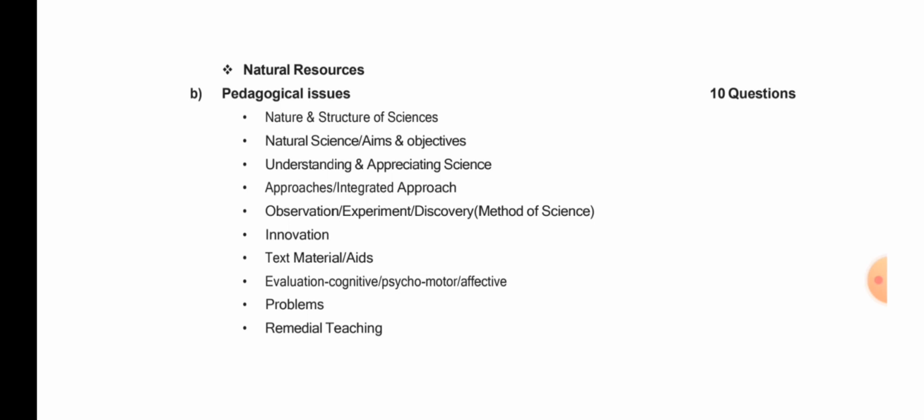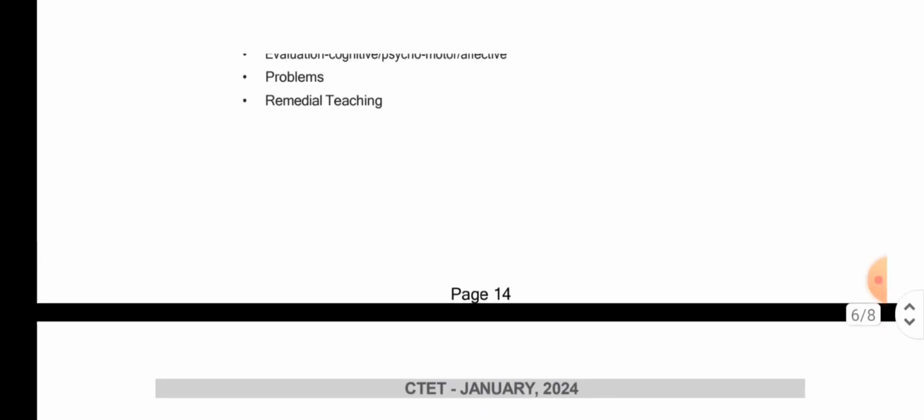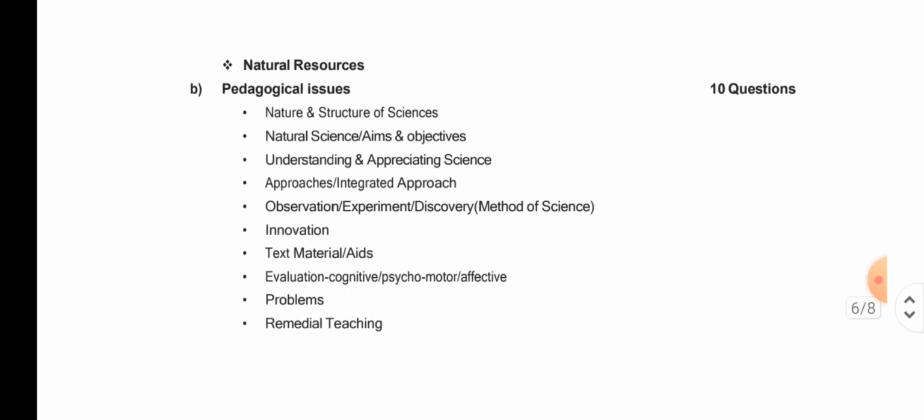Now, in pedagogy, nature and structure of science you should know. Natural science, aims and objectives you should know. Understanding and appreciating science you should know. Approaches to science you should know. Integrated approaches you should know. Observation and experiment, discovery, method of study of science you should know. Innovations you should know. Text materials or teaching aids you should know. Evaluation, cognitive, psychomotor and affective domains, these are the different types of domains you should be well versed in. Then problems related to science, and remedial teaching. These are the things you should know in science.